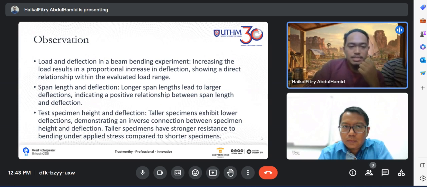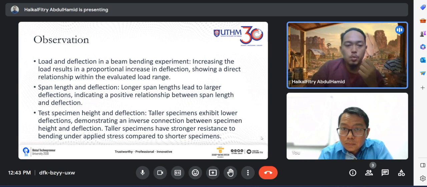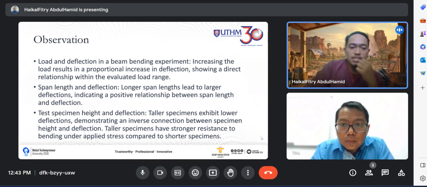test specimen height and the deflection, where the test specimen height is the thickness of each specimen. We can say the taller specimen exhibits lower deflections, demonstrating an inverse connection between them.